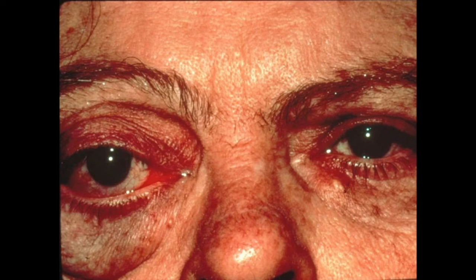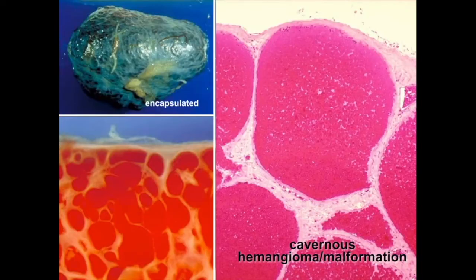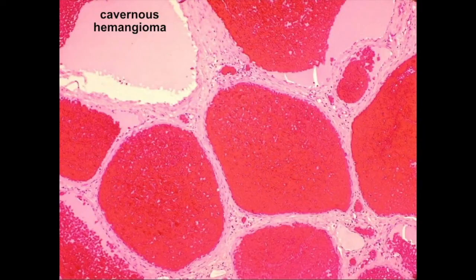The sclera is showing at the inferior limbus, and she also has this doughy chronic orbital edema involving her lower lid. Cavernous hemangiomas or malformations are composed of large cavernous blood-filled spaces. They tend to be encapsulated. After fixation, they have a sort of a bluish, pebbly surface to them. The endothelial-lined cavernous blood-filled spaces are separated by stout septa, which frequently contain bundles of smooth muscle.